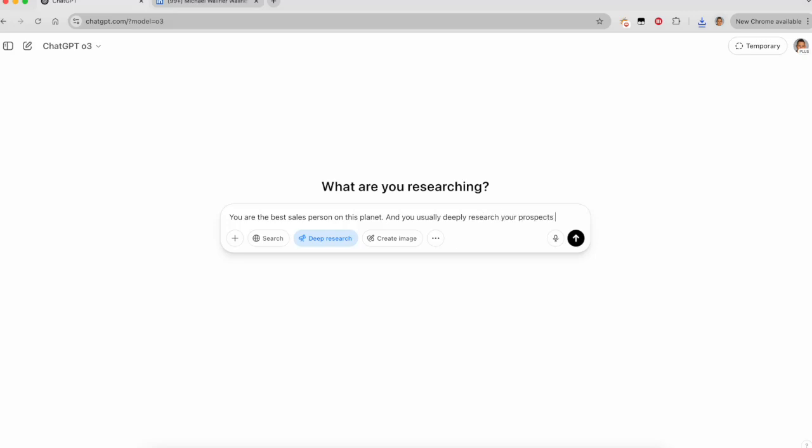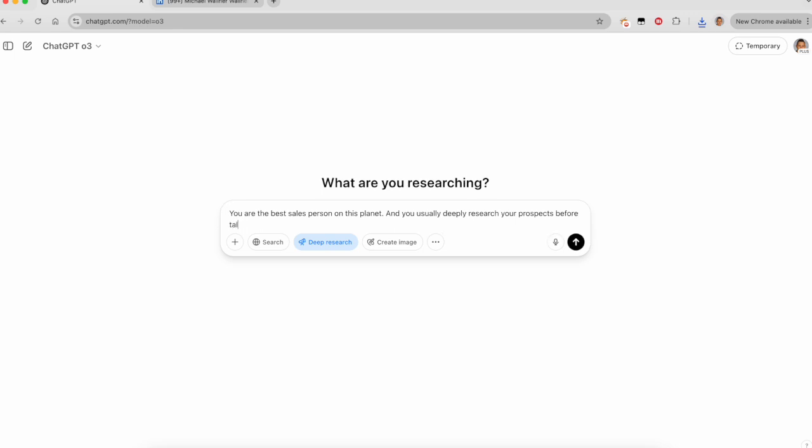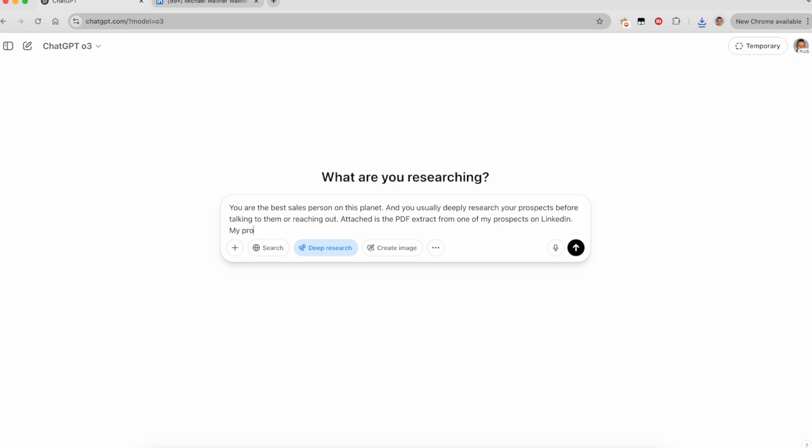And then the thing is that I want my deep research to be, as I'm talking about sales, I want to be salesy. So a deeper dive on how to hook up with that person in the sense that I want to sell to that person. So I'm asking the GPT to be the best salesperson on the planet, and you usually deeply research your prospects, and you tell it that you attach your LinkedIn as PDF.